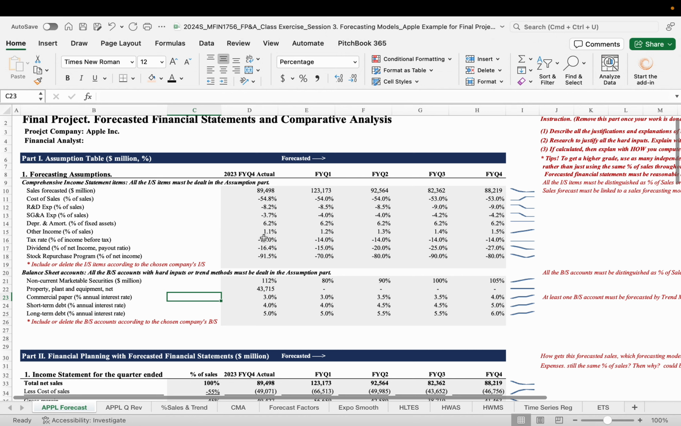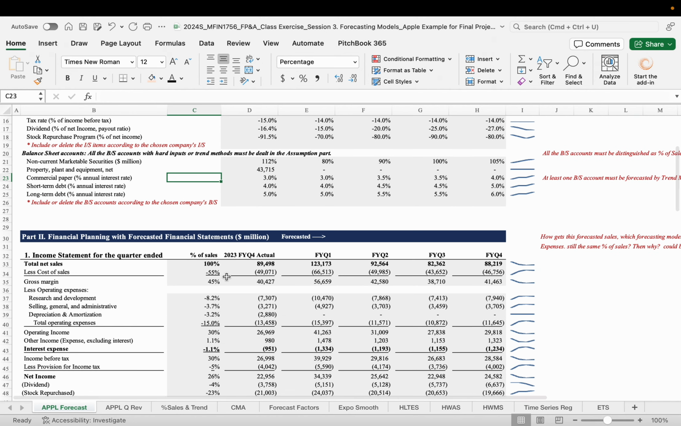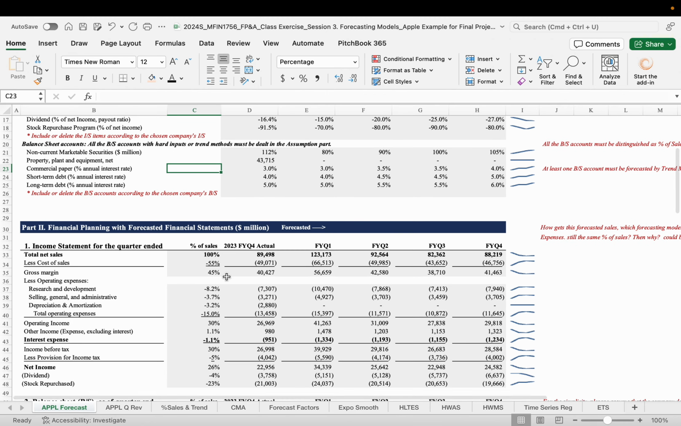Once you realistically forecast the sales, then you can correspond all the income statement items and the balance sheet. But some balance sheet accounts or income statement items cannot simply be linked to a percentage of sales for some reasons, and we'll discover which kind of account or income statement item cannot be corresponded as a percentage of sales.